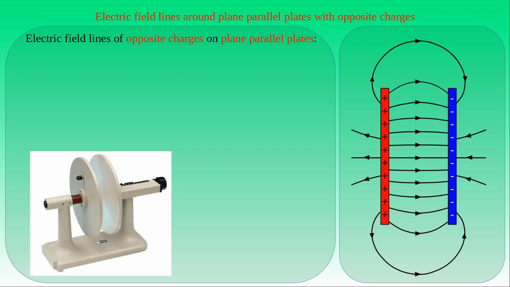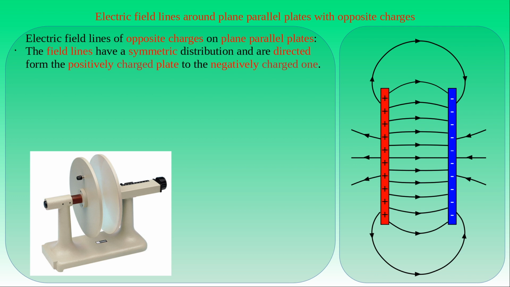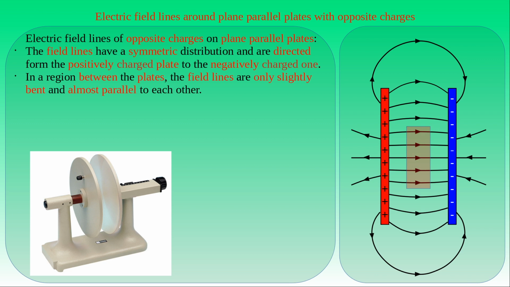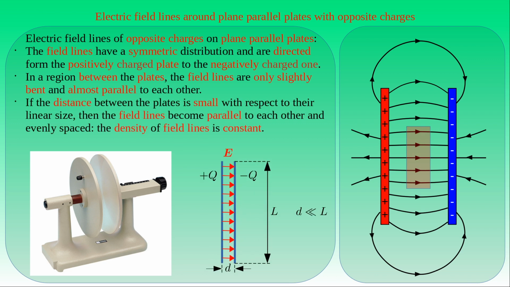Since the geometry of the apparatus is symmetric, the electric field lines also have a symmetric distribution around the plates. All the field lines are oriented from the positively charged plate to the negatively charged one. We also see that there is a region between the plates where the field lines are only slightly bent and almost parallel to each other. If we reduce the distance d between the plates so that it becomes small enough with respect to the linear size L of the plates, then the field lines become parallel to each other and evenly distributed. That is, the electric field strength has the same magnitude and points in the same direction in the whole space between the plates. As a result, we created a uniform or homogeneous electric field between the plates, which is the basic idea of capacitors, as will be discussed in more detail later.